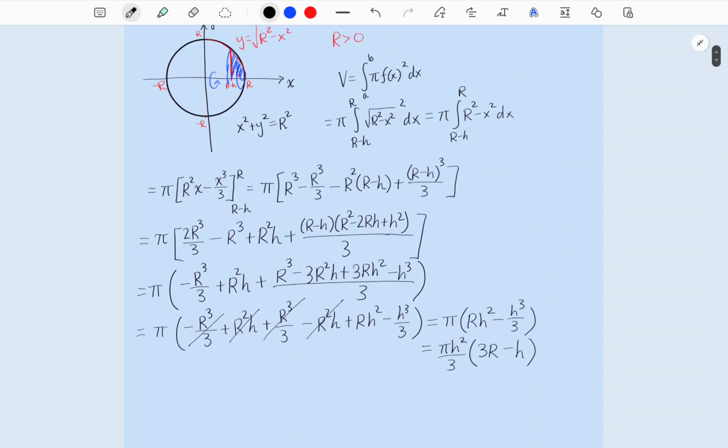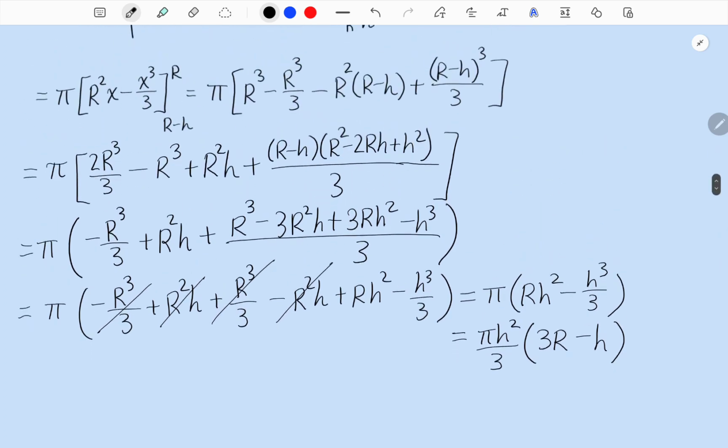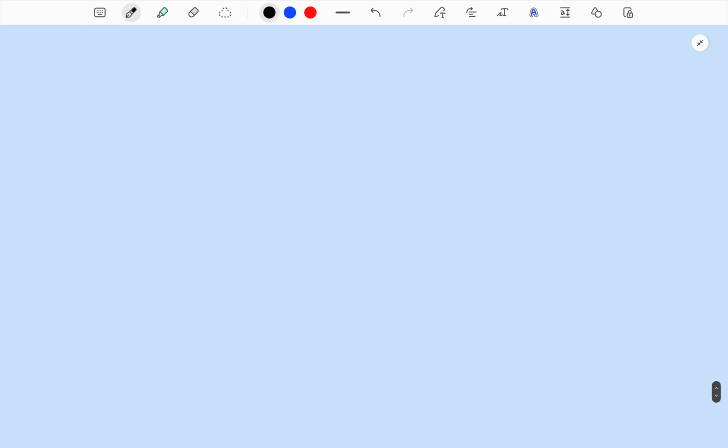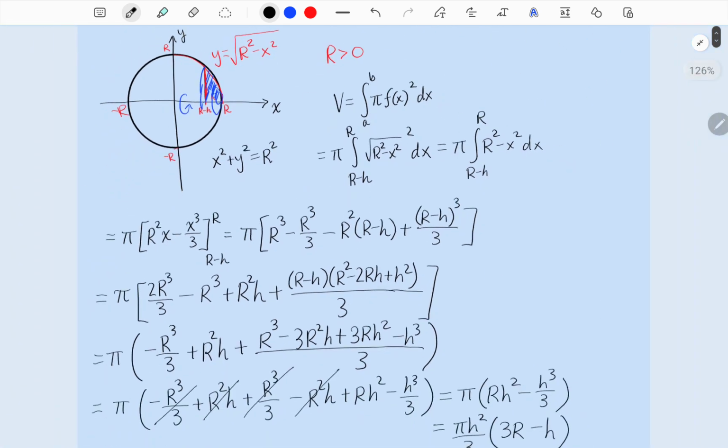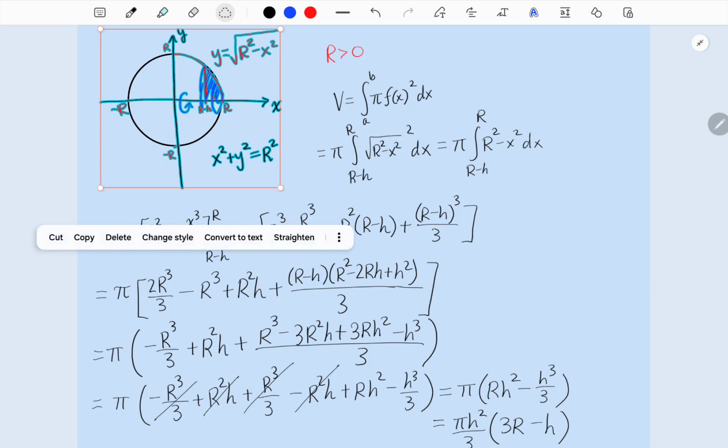Okay, so this is going to be a bit long. So here's the next part. So this is the formula. Okay, so pi h squared over 3 times 3r minus h. So now using calculus 3 methods, let's orient our sphere. So I'm going to take this and copy and paste it.